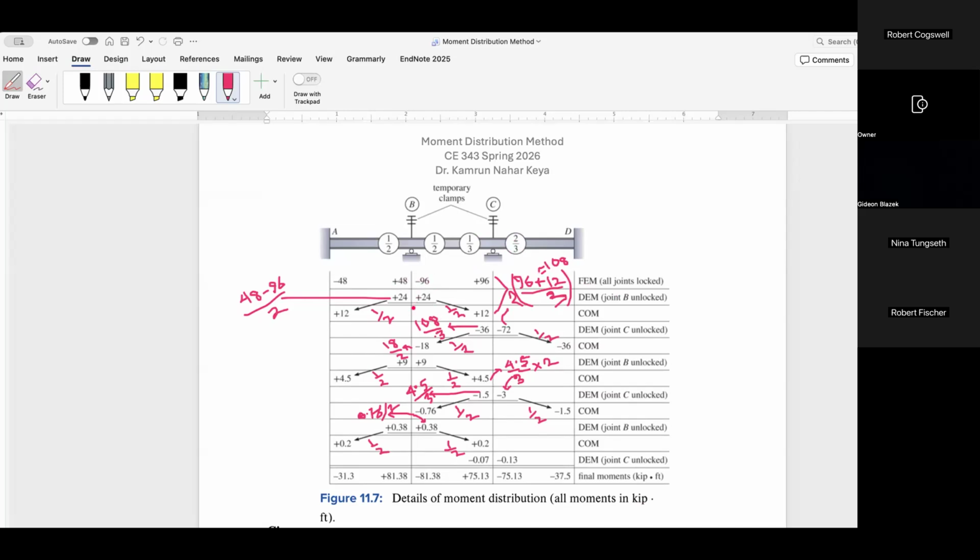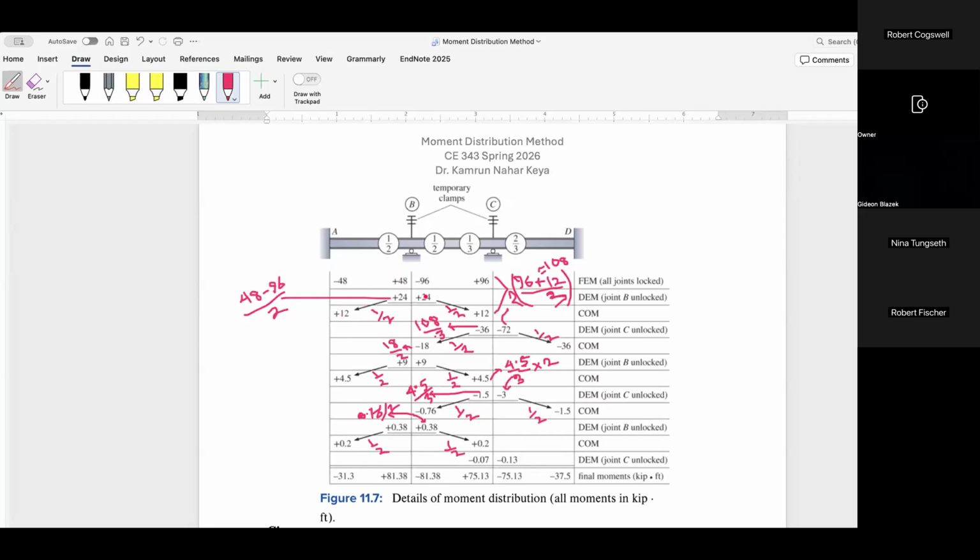So first thing we have to do is start distributing. So here that 24, how do we get the 24 value? We need to sum that 48 and minus 96, divided by 2. Why divided by 2? It is the half distribution factor. It's 24. And this 24 will carry over to another point as half of that. So it's 12.